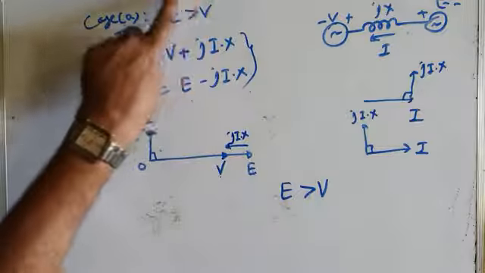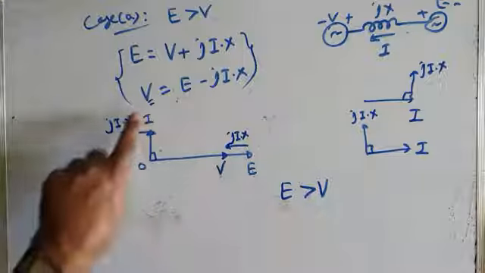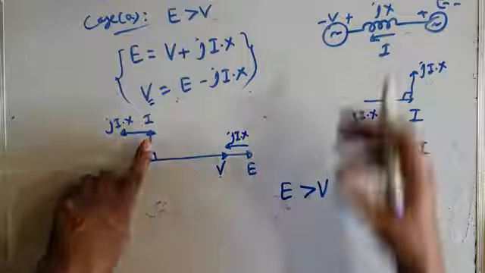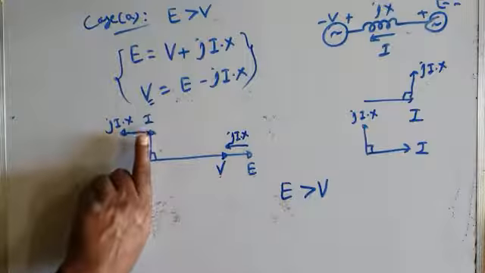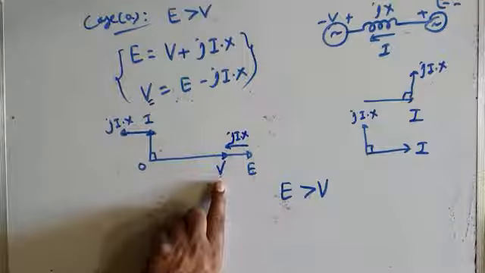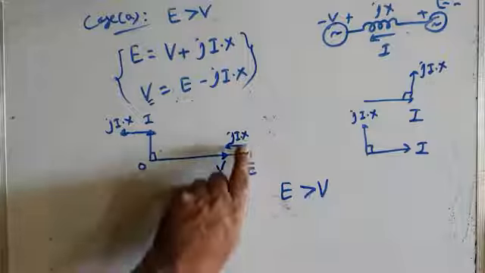And in order to satisfy this condition that E is greater than V, V should be E minus jIX, and that is possible only if it draws a leading power factor current. So it draws the leading power factor current I, and that makes E greater than V. Therefore E is equal to V plus jIX, or V is equal to E minus jIX.